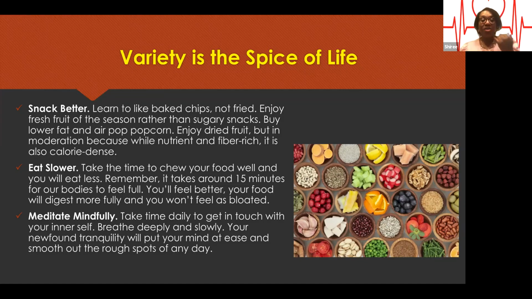And meditate mindfully. Take time to get in touch with your inner self. Breathe deeply. I have an Apple Watch. I don't know how many people may have a smartwatch, but I actually have a setting on my watch where it reminds me to breathe all throughout the day. You can set it to remind you to stop, take a breath, breathe, focus on you, and then continue on with your day, rather than being in a hyper state of stress the entire day.